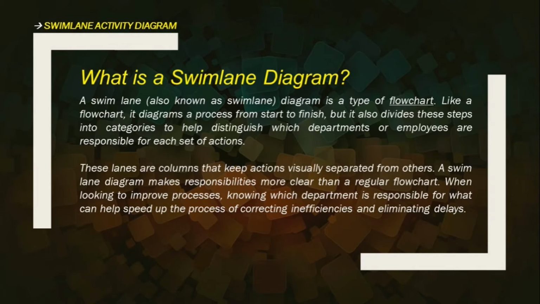So with the swim lane, you can divide it. You can see where the data goes, where the transaction goes, what are the outputs based on, shall we say, the lane it falls, no? So when looking to improve processes, knowing which department is responsible for what can help speed up the process of correcting inefficiencies and eliminating delays. So this can be used also in other applications, not only for building systems. It can also be used in analyzing how to speed up processes.